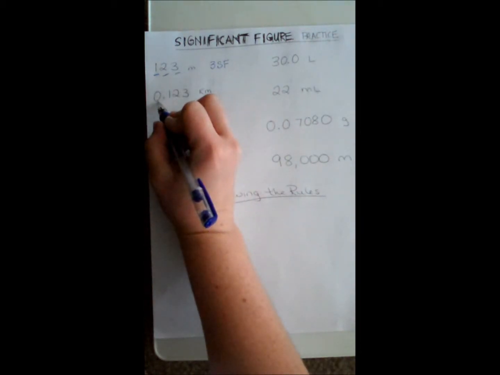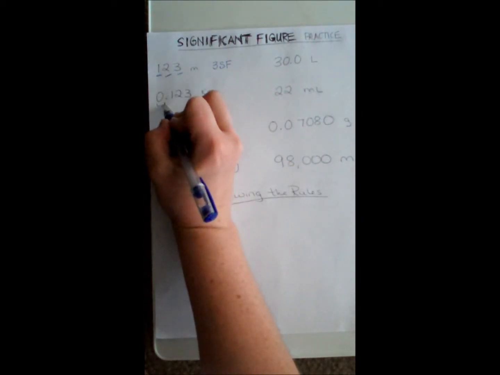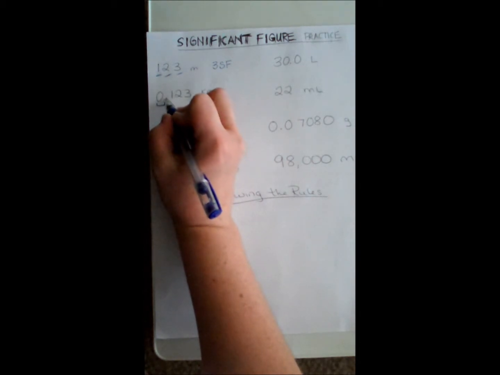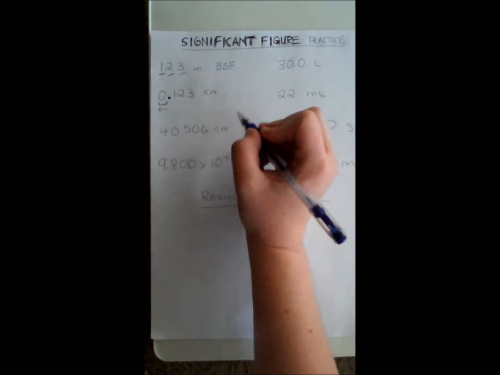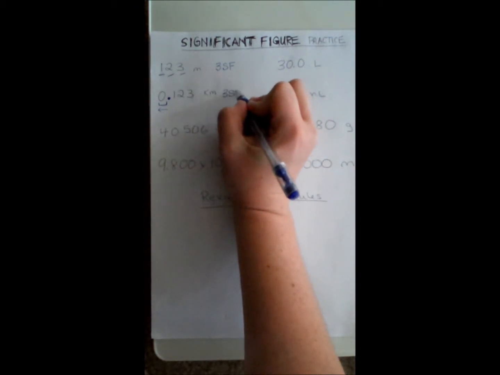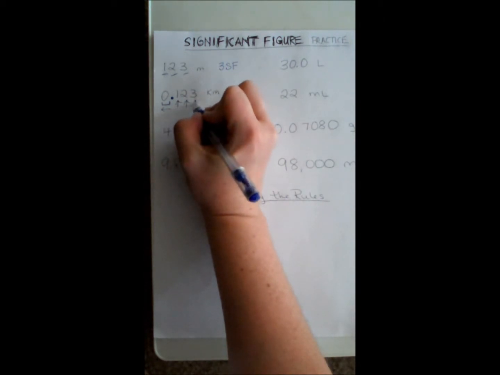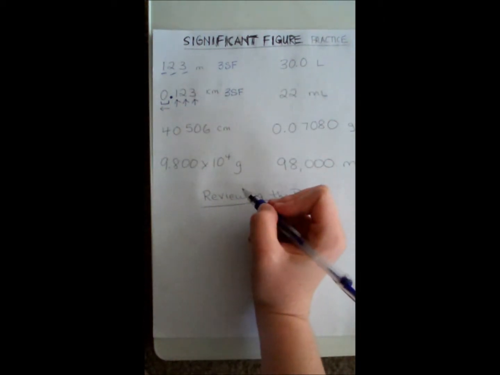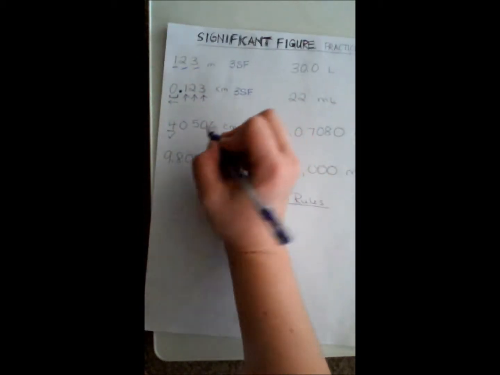Our next number is 0.123. Now we do have a 0 in this position, and we're going to see that it is to the left of our decimal, and it will not count as a significant figure. So this one we're also going to have 3 sig figs because this digit, this one, and this one are all non-zero digits.